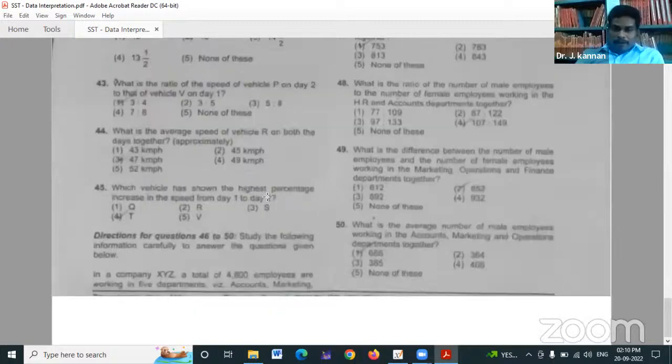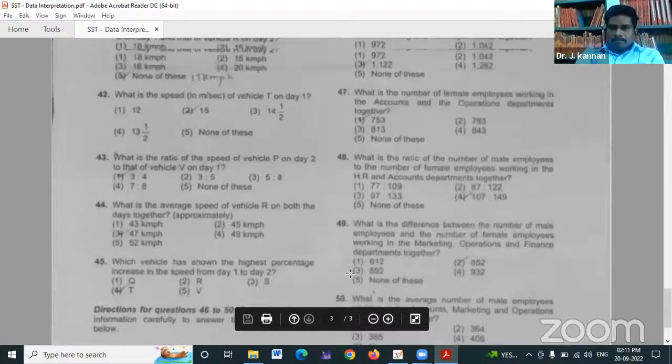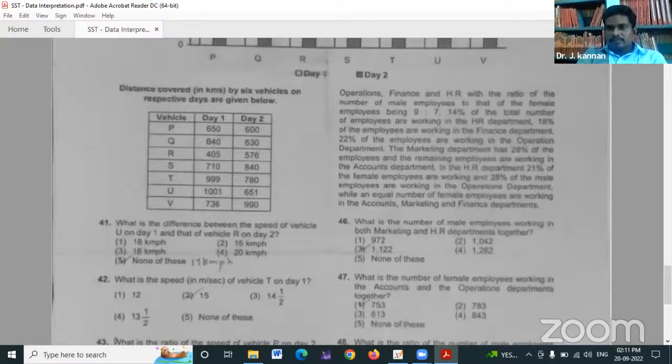Problem 45 to 50. Study the following information carefully to answer the questions given below. In a company XYZ, a total of 4,800 employees are working in 5 departments: accounts, marketing, operations, finance and HR. The ratio of male employees to female employees in the company is 9:7.